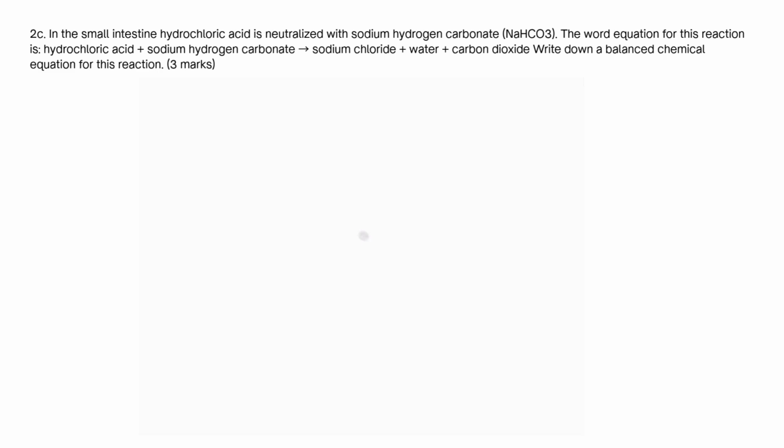Question. In the small intestine, hydrochloric acid is neutralized with sodium hydrogen carbonate. The word equation for this reaction is, and they've given us the word equation, write down a balanced chemical equation for this reaction. Now, they have given the chemical formula for sodium hydrogen carbonate because it's not really a common formula, but the IB does expect you to know the formulas for hydrochloric acid, sodium chloride, water, and carbon dioxide. So we just need to recall what hydrochloric acid is, nothing but HCl plus, and I'm looking at the word equation here while I write this, sodium hydrogen carbonate, which is given.